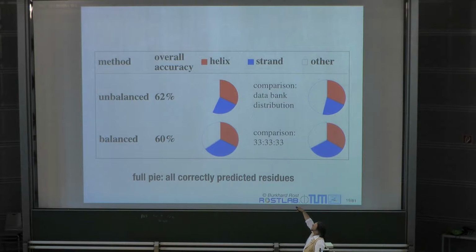This is, of all the correctly predicted residues, what fraction is helix, strand, other, and that is, of all the residues, what is observed in helix, strand, other. And you see these two pies are very similar, and that in fact indicates that the machine learning device simply learned the bias in the data set, which machine learning devices often do.